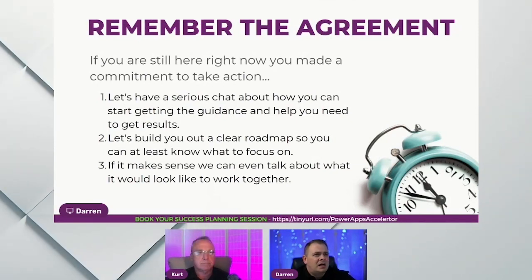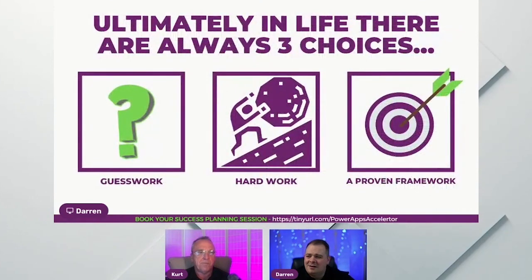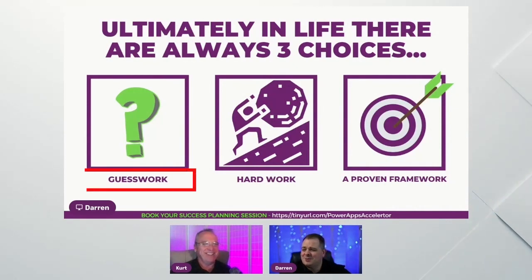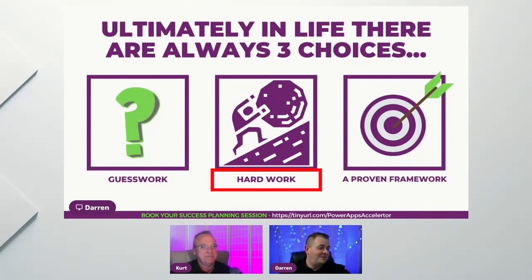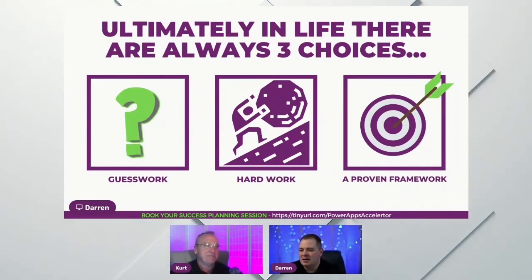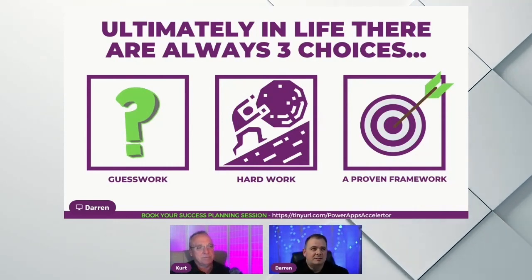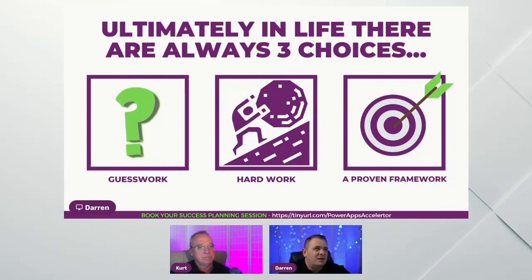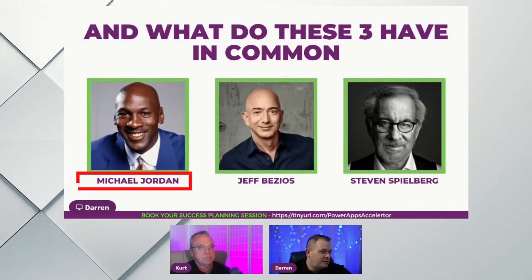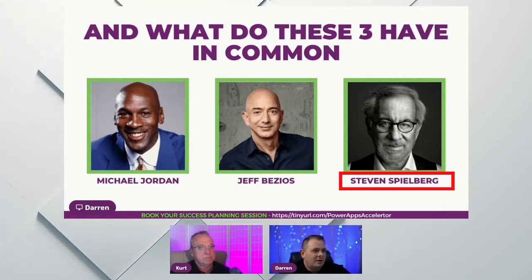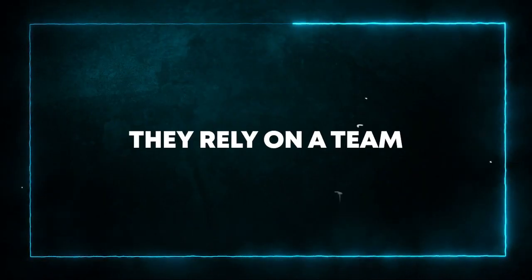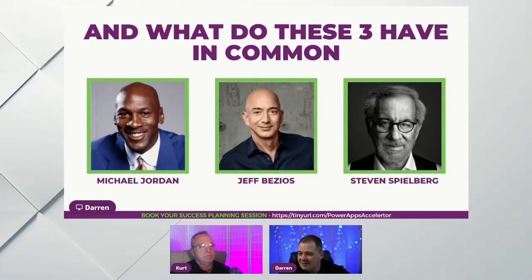Yeah. So ultimately in life, there are always three choices. Always three. You can do things using guesswork, a lot of hard work, or you can use a proven framework, something that's tried and true, that works. And if you think about some of the most successful people you may know, look at these: Michael Jordan, Jeff Bezos, Steven Spielberg. What do these three have in common? What are the common denominators here? They rely on a team, and they have a proven framework that they follow.